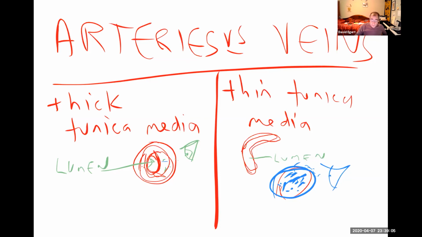Other ways they're different: a larger diameter makes it easier for blood to flow at low pressure. Veins tend to be larger diameter. In general, if you have a smaller diameter, there's more resistance to flow. A larger diameter means less resistance to flow. So if we have really low pressure to start with, it's nice to have a larger diameter, so it's easier to have flow at lower pressures.